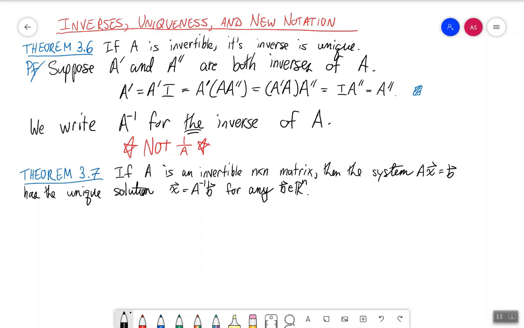If A is an invertible n by n matrix, then the system AX equals B has the unique solution X equals A inverse B for any B in Rn. And we saw this earlier, specifically in the introductory video for this lesson. Now let's look at an example of how we can apply theorem 3.7.